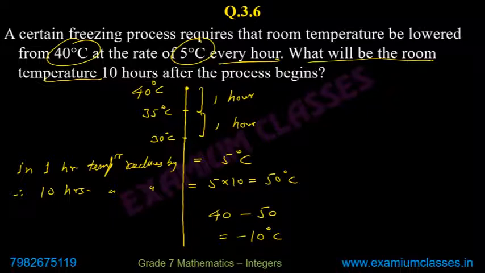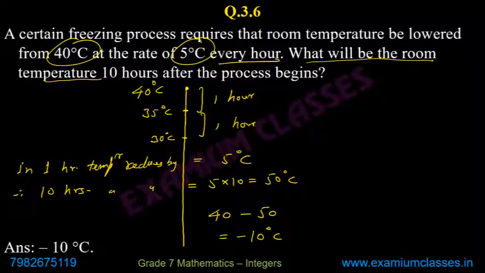You need to apply unitary method here. Every hour, it is reduced by 5 degrees Celsius. In 10 hours, it will be reduced by 50 degrees Celsius. Initially, it was 40. So when reduced by 50, it will be 40 minus 50. That is minus 10 degrees Celsius. If it is not clear, let me know.